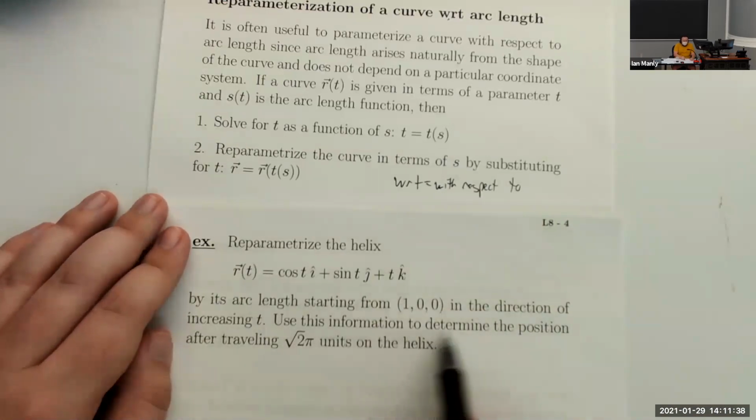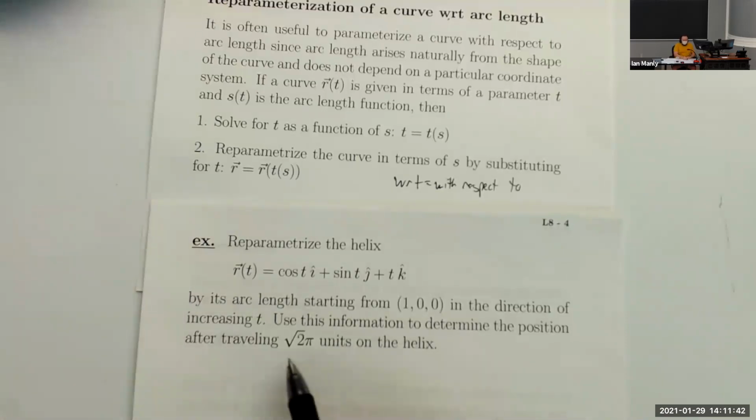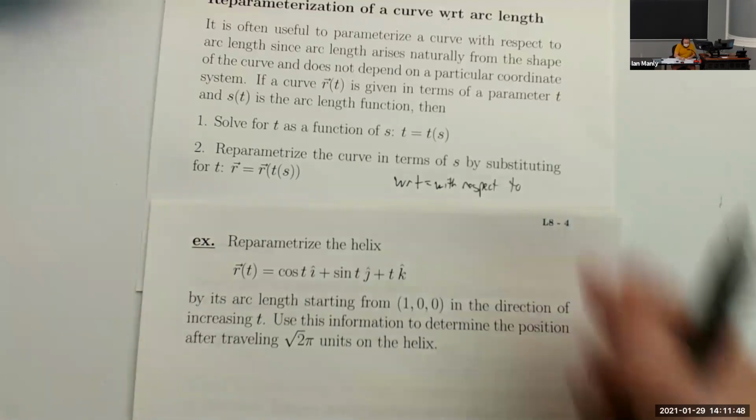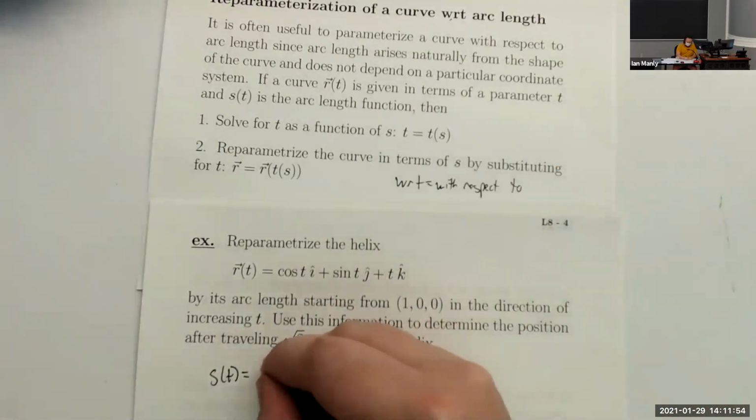And then using that reparameterization, we want to see where we are after we travel root 2 pi distance units, or maybe root 2 pi meters, rather than a certain amount of time. Okay, so the first thing we need to do is define our arc length function.